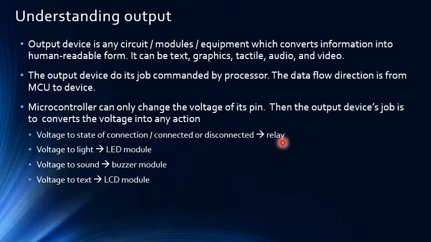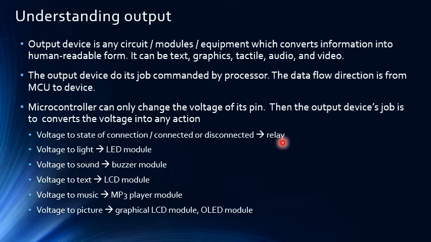If we want to convert the voltage given by the microcontroller into text, then we need the LCD module, and many more, like voltage to music by using MP3 player module. And if we want to get a picture, then we need to convert from the voltage to picture by using the graphical LCD module.